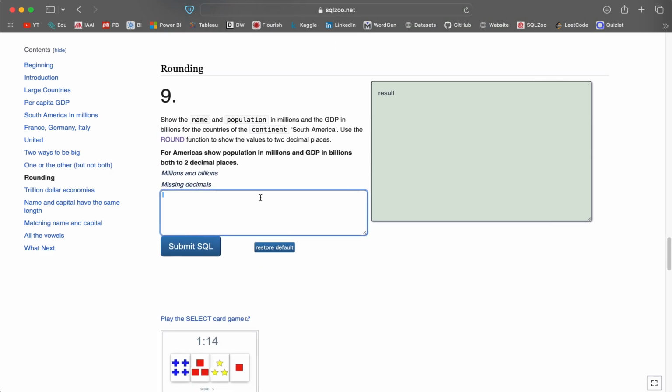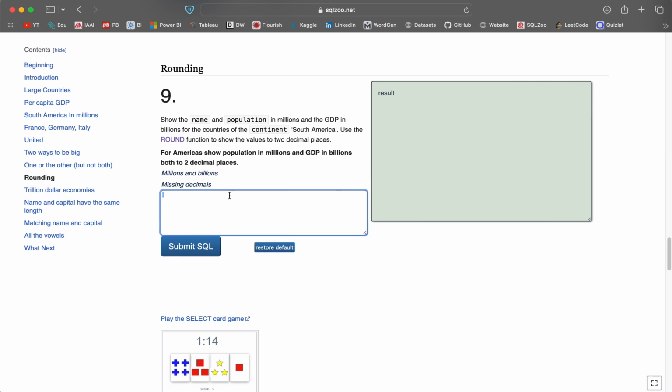Rounding. We're going to learn to round in this question. Show the name and population in millions and the GDP in billions for countries of the continent South America. That's going to be our filter in our where statement. Use the round function to show values in 2 decimals. For South America, show population in millions and GDP in billions, both to 2 decimal places.